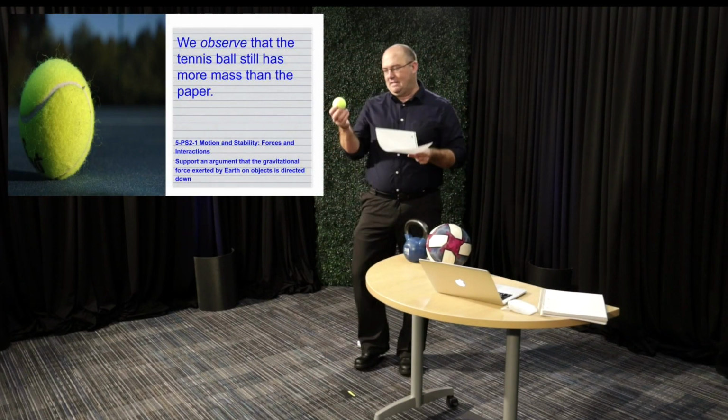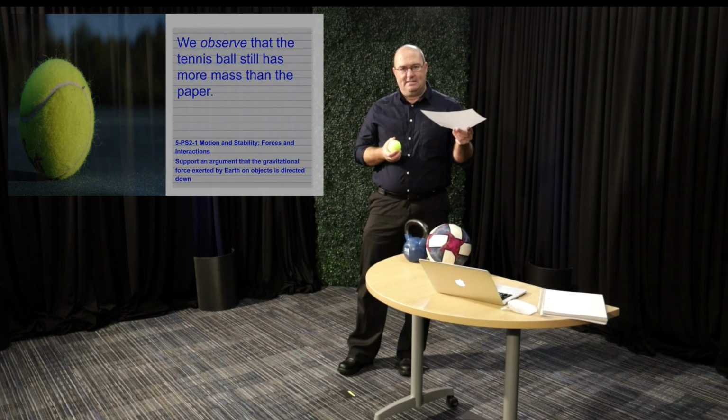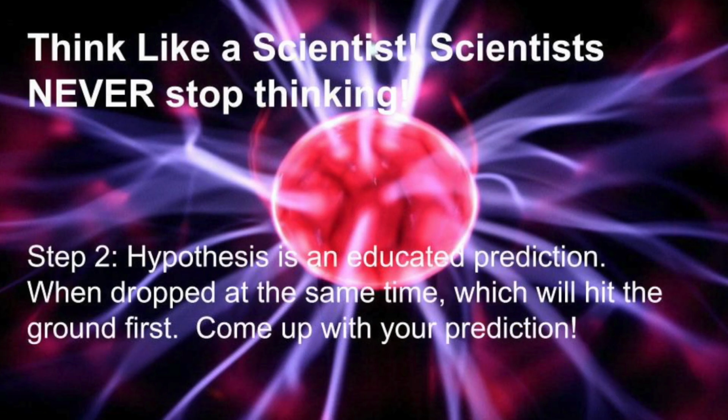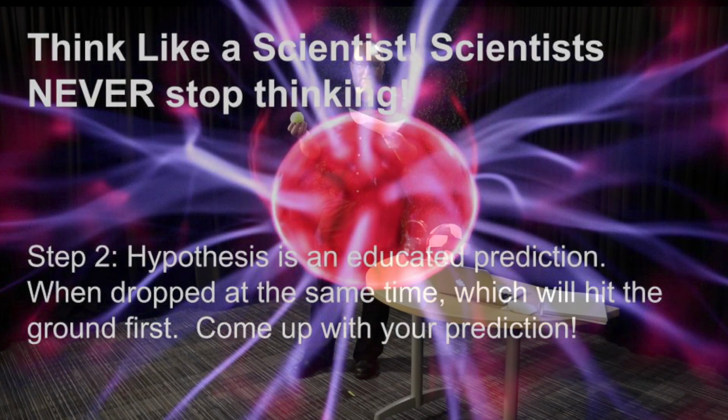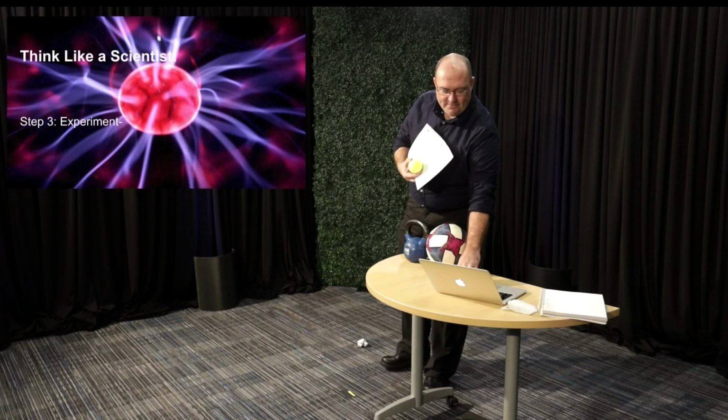So we have to observe that the tennis ball still has more mass. The paper has the same amount of mass as the crumbled paper, but it's in a different shape. And we have to come up with our new hypothesis. Going from what Galileo said, these should basically hit the ground at the same time. We want to hopefully repeat our findings. So this is a chance to come up with your prediction. So we'll do our experiment.